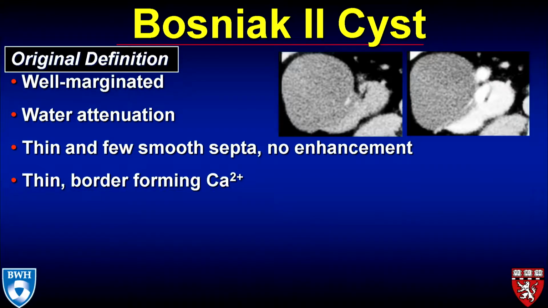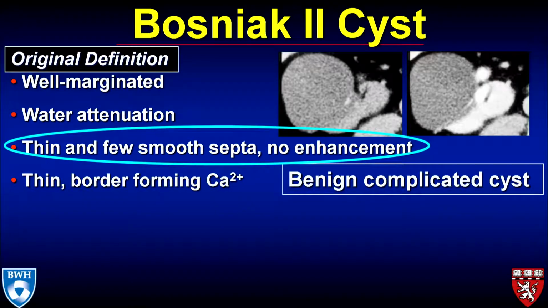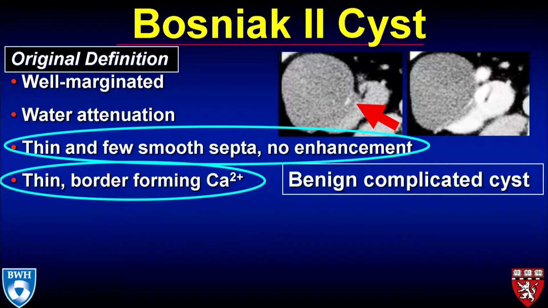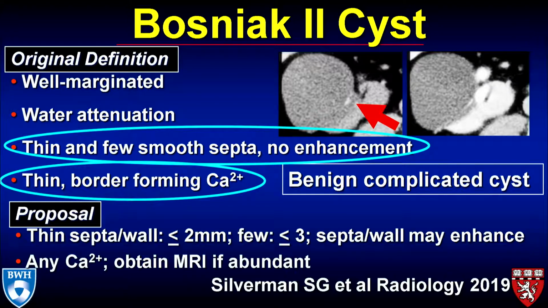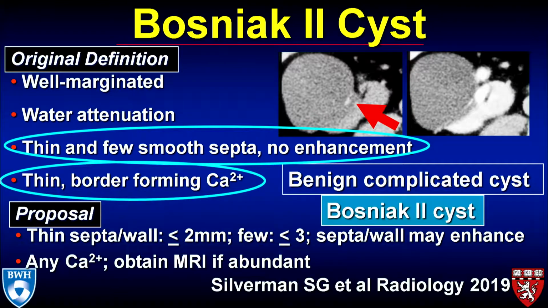The Bosniak 2 lesion, the old criteria had thin and few smooth septa, no enhancement, and also allowed thin border-forming calcification. The proposal defines, again, thin as 2 millimeters or less, few as 3 or less, and we allow enhancement in a Bosniak 2 and any calcification. The calcifications are really not predictive. The only caveat is that if you have a lot of calcification, we want to do an MRI to make sure we're not missing any enhancing components. And that's a Bosniak 2 cyst.